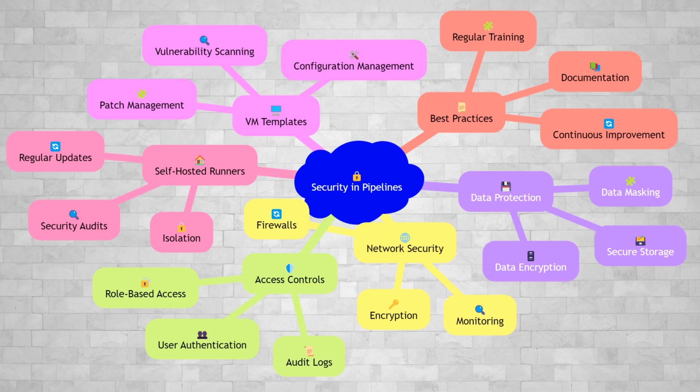Security is a critical aspect of any pipeline, especially when using hybrid environments, VM templates, and self-hosted runners. We'll explore the security considerations for each of these components, including network security, access controls, and data protection. We'll also discuss how to implement security best practices to protect your pipeline and the applications it delivers. Ensuring robust security measures will help you mitigate risks and maintain the integrity of your software delivery process.